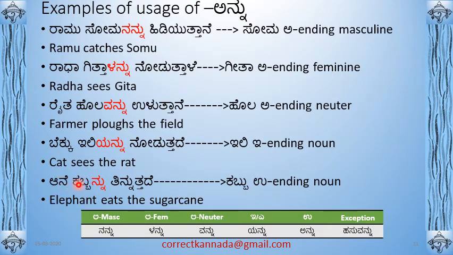Okay, next. Aane kabbannu tinnuttade. Kabbu means sugarcane. Right? So u-ending neuter. So you just remove the u here. Remove the u and add annu. Kabbannu. Elephant eats a sugarcane. Okay, let's look at the next slide. We'll see two or three slides of examples. Then you'll feel very confident. Then I can go further into the next case. This is the accusative case, right? Okay, let's go to the next slide.